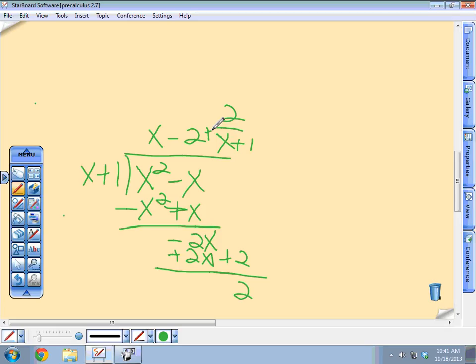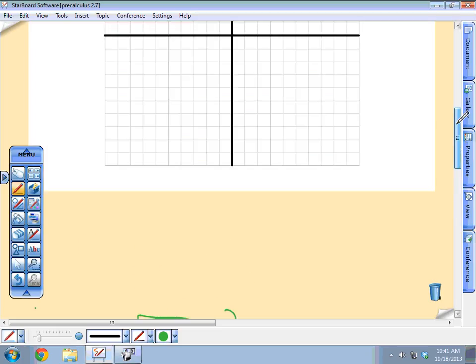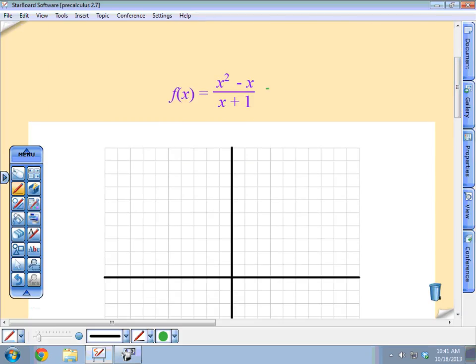Okay. So what does that tell us? Because this is my quotient, that's going to be a slant asymptote: the line x minus 2, because that's our quotient. This equals x minus 2 plus 2 over x plus 1. This divided by this is this. That's just long division. What I'm telling you is this quotient here, before the remainder, is your slant asymptote.